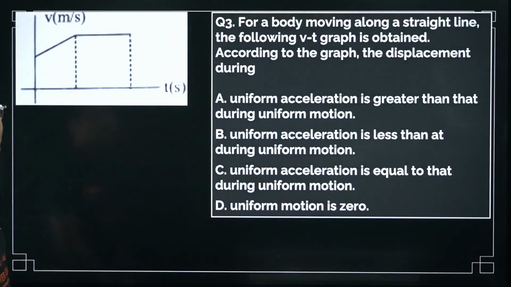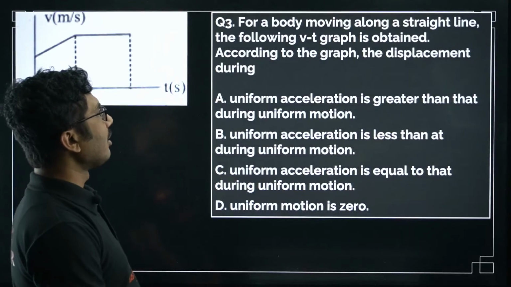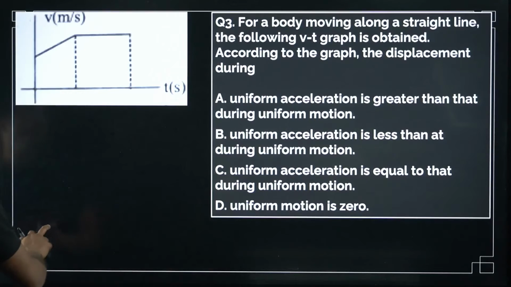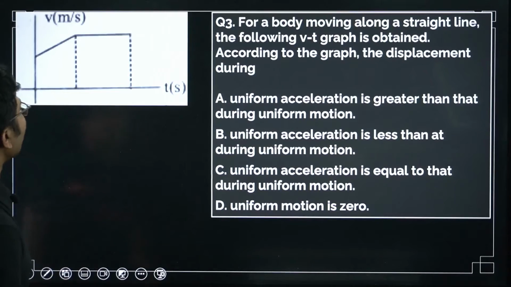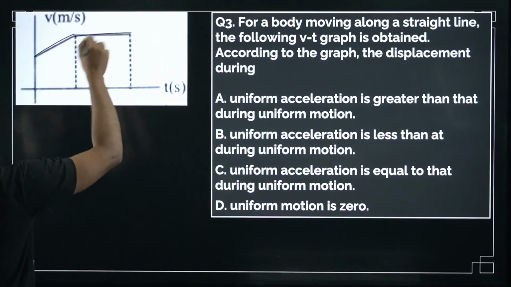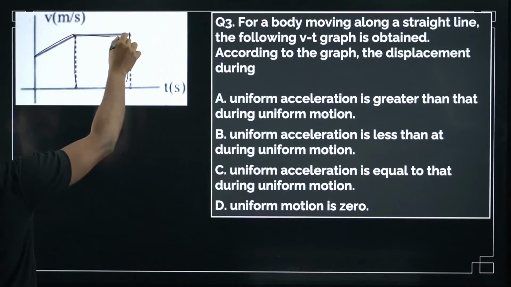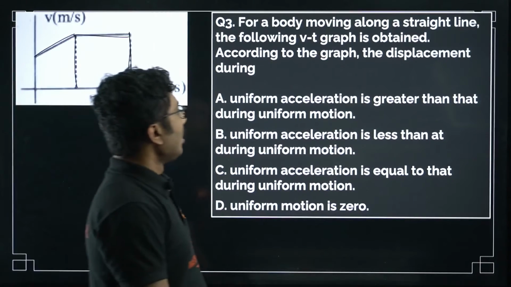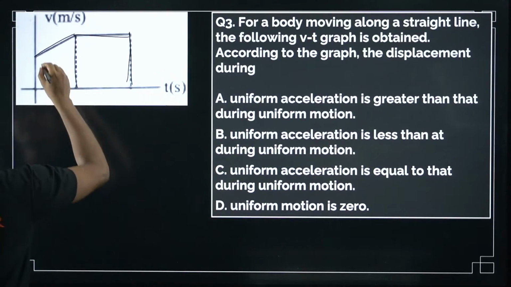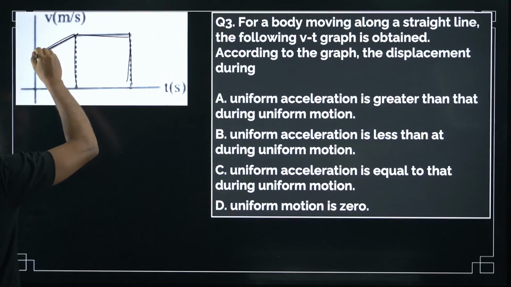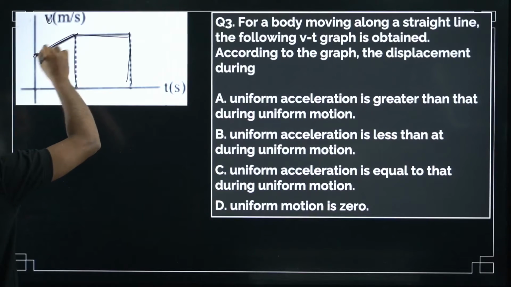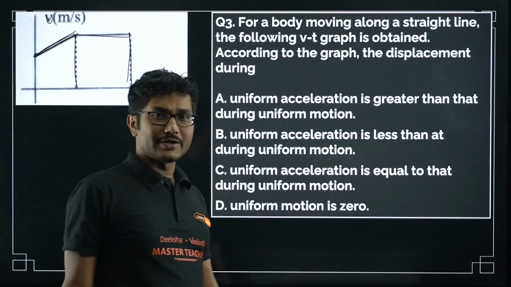Next question. For a body moving along a straight line, the following VT graph is obtained. Let me draw it. It is moving like this, then this, and this is something given. Now the displacement during, so obviously as you can see from here to here, the object is accelerating. For a VT graph, if it is going up, that means it is an accelerated motion.